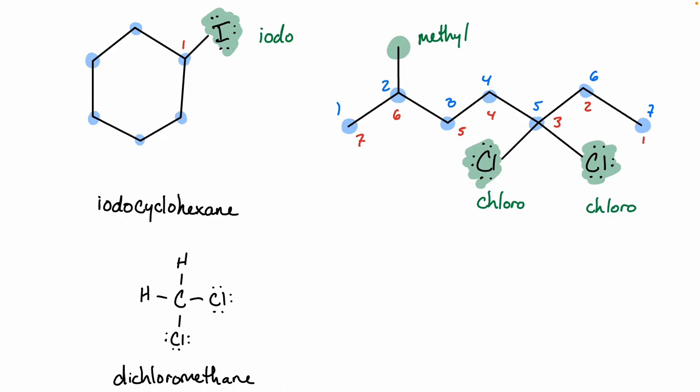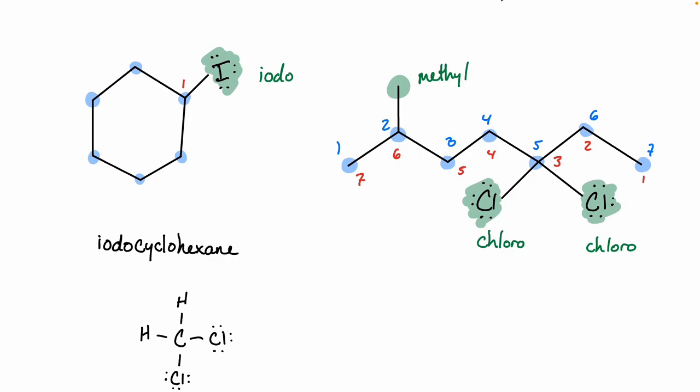All right, so let's see. Raise your hand if you think we should pick the blue numbering scheme, the one on top. What about the red numbering scheme? All y'all wrong. Let's look at the numbers here. Remember, those chlorines, not special at all. There is nothing special about the halogens. We treat them just like every other substituent. So let's look at our numbers here.